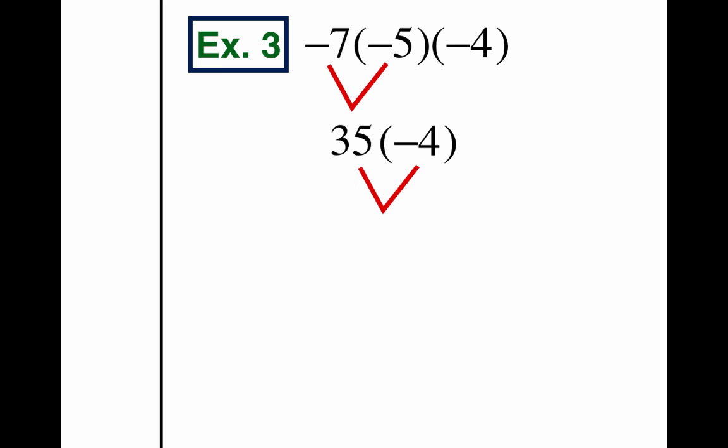We're going to do 35 times 4, but these are not a match. 35 is positive, negative 4 is negative. Those are negative. It's going to be a negative answer because they don't match. It's going to be a negative 140. And there's our solution. So if you're multiplying lots of numbers, just go in steps. Do 2 numbers at a time.